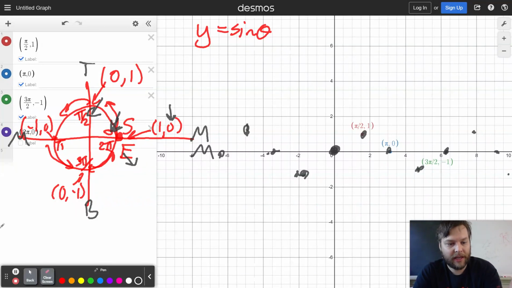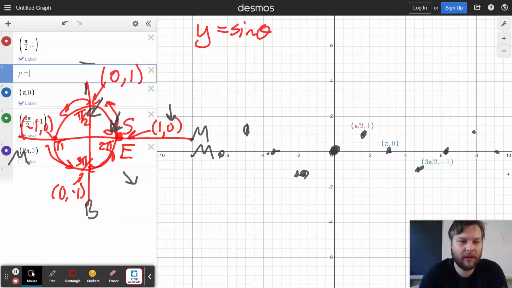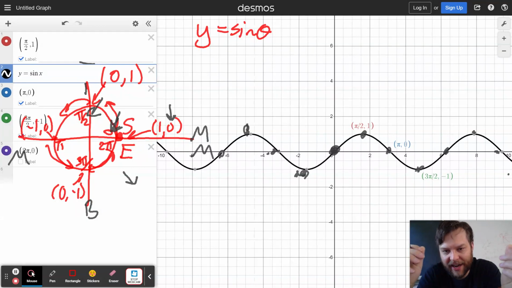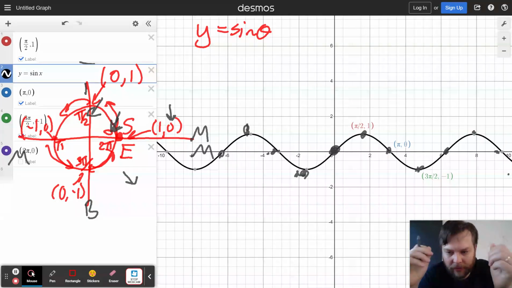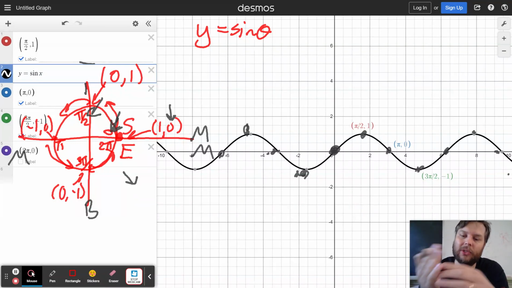Now I'm going to actually type in the equation, and I hope you can see why our equation looks the way it does. Because all I'm doing is telling the computer to rotate around the unit circle and hit what the y coordinate is on the unit circle at any given angle. That's what the graph of sine is. It's the y coordinates on the unit circle as you rotate counterclockwise.